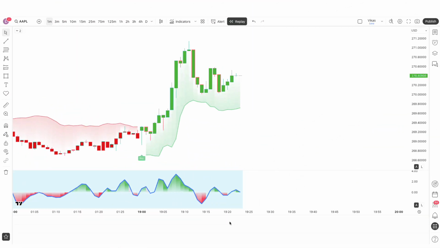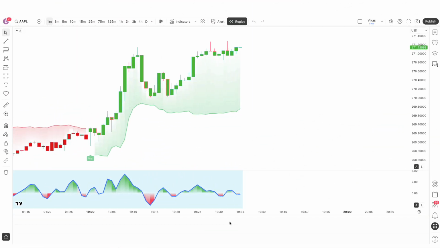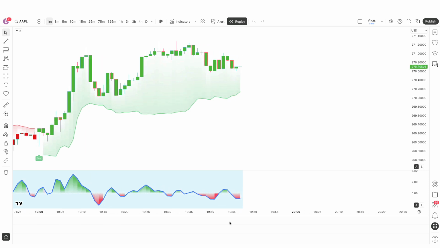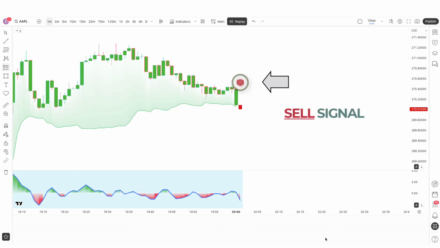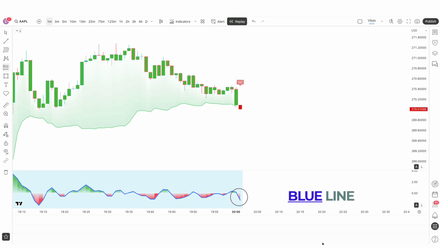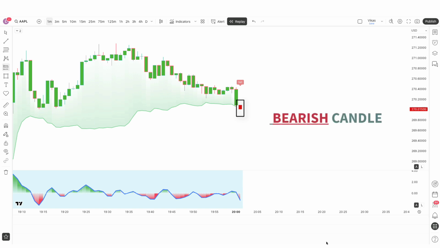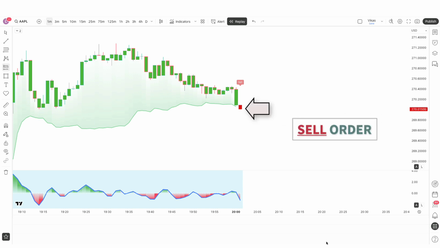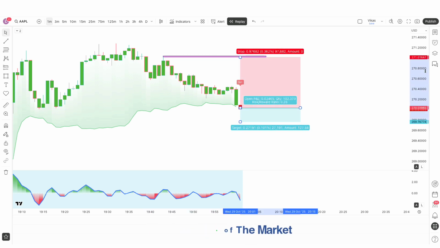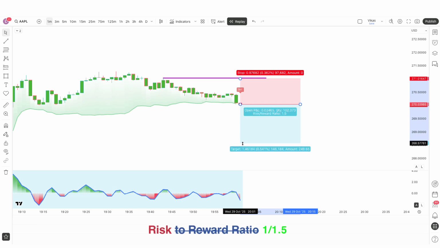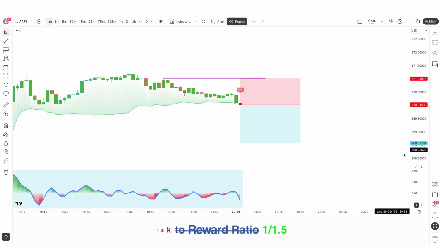Before we jump into these trading setups, nothing in this video should be taken as financial advice. This is purely for informational purposes. When the Swift Trend Indicator gives us a sell signal, when the blue line of Trend Flex Oscillator should be below the zero line, when the market forms a bearish candle. If this condition is fulfilled, then we will place sell order. Our stop loss is to be placed at the previous high of the market. And the risk to reward ratio will be 1:1.5.